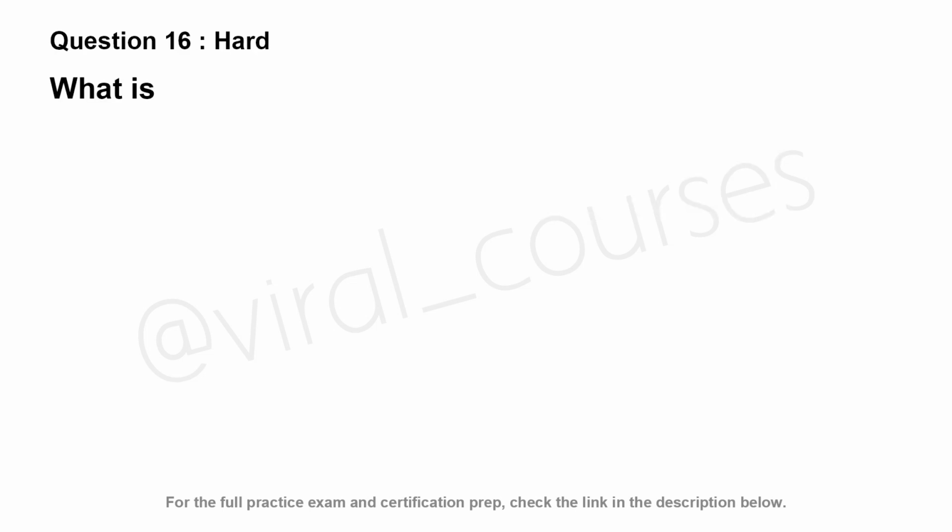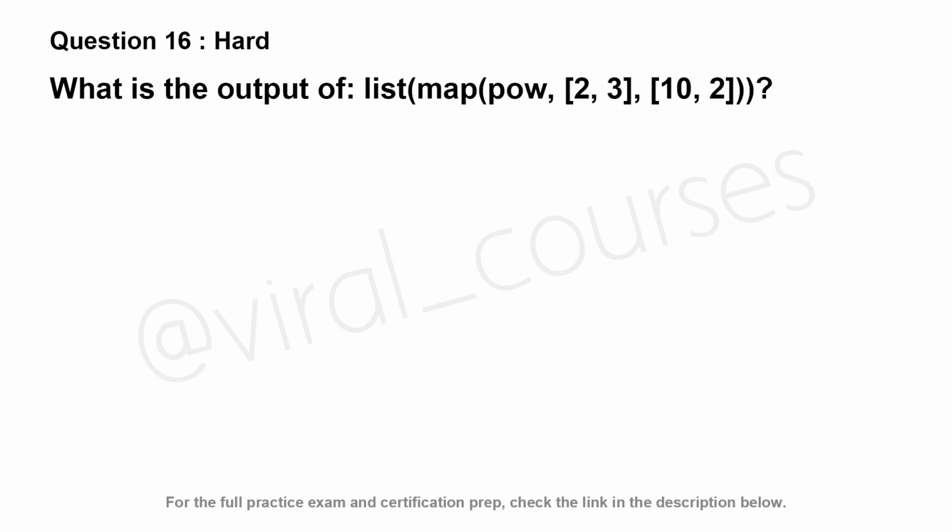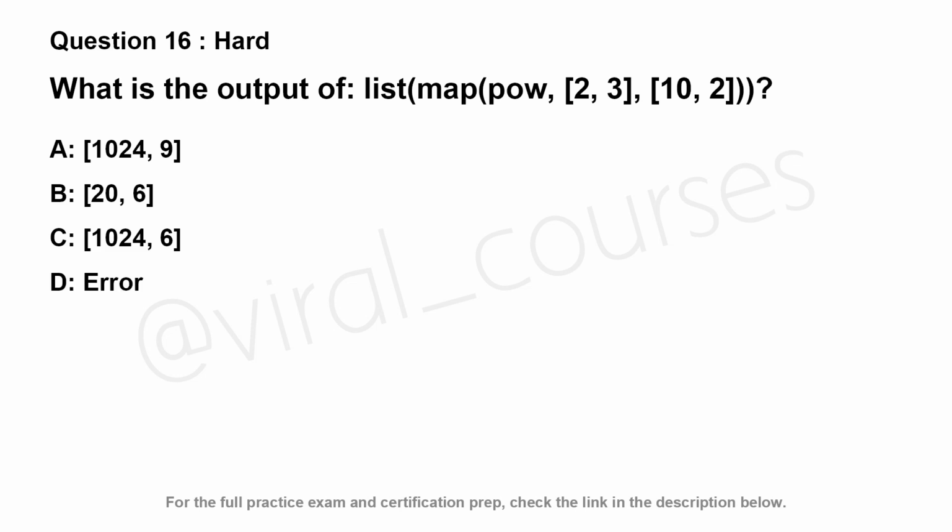What is the output of list(map(pow, [2, 3], [10, 2]))? Option A, [1024, 9]. Option B, [20, 6]. Option C, [1024, 6]. Option D, error.